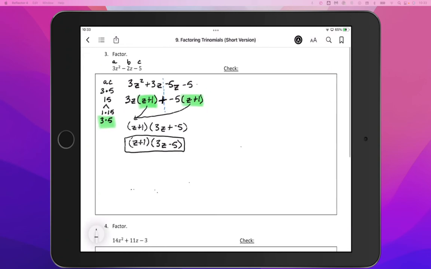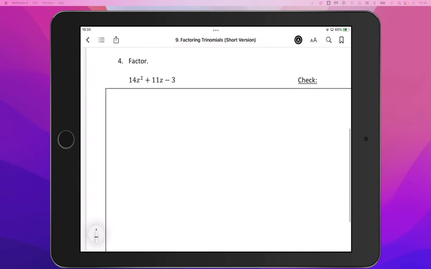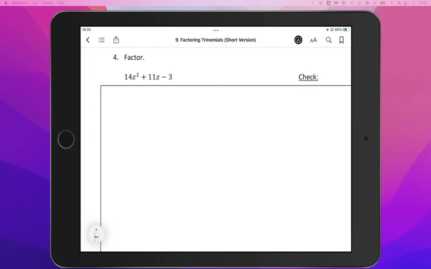Moving on to problem 4. Okay, and so again, we need to be doing the AC method. Here's A, here's B, here's C. A times C is going to be 14 times 3. This is going to be fun. What is that, 28, 42?